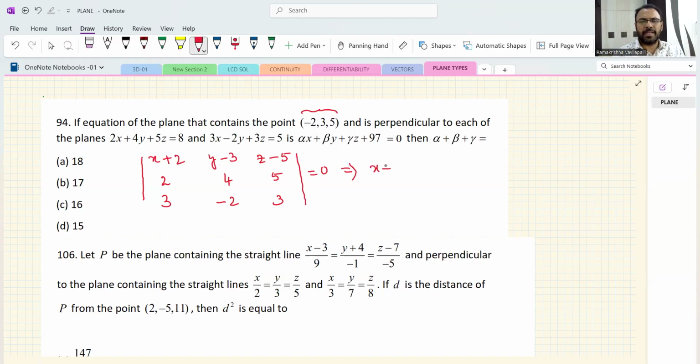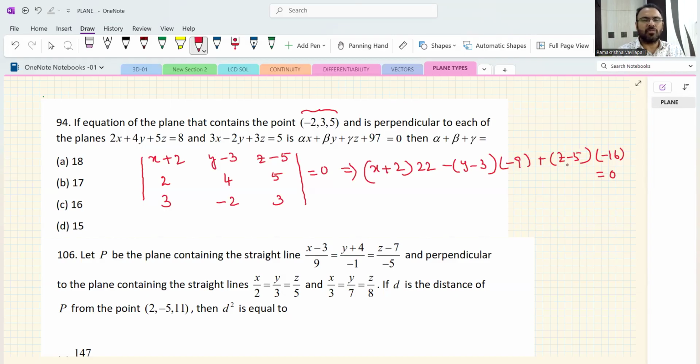Now x plus 2 into, this is 12 plus 10, that is nothing but 22, minus of y minus 3 into, it is 6 minus 15, that is minus 9, plus z minus 5 into, it is minus 4 minus 12, minus 16, equal to 0. Something odd we got.